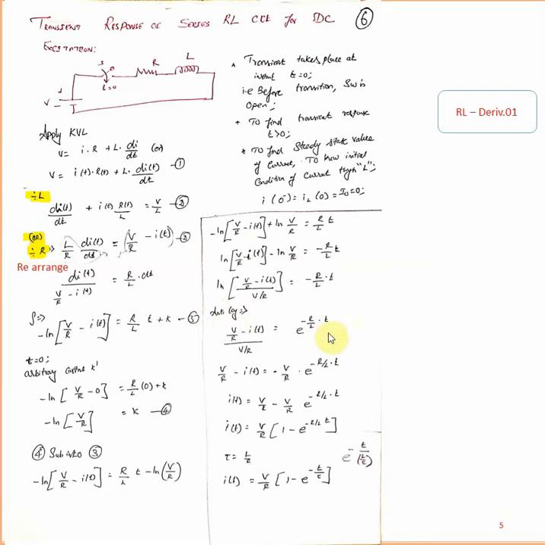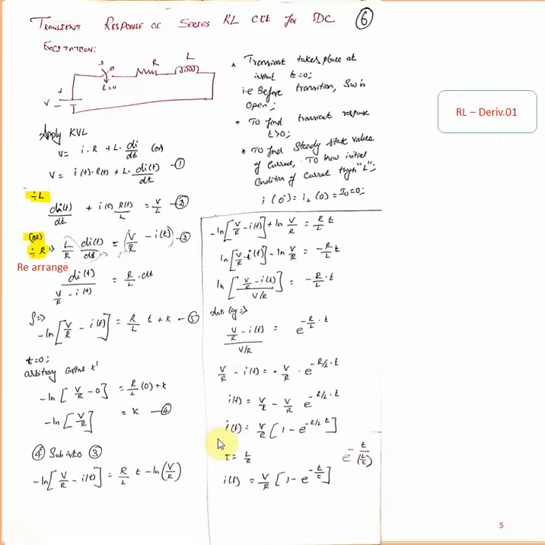From these terms I need only I of t. Then simplify. This V by R you can move first to the opposite side, and after that this term you can change to this side. Minus I of t moves to the opposite side as plus I of t, and this plus term moves to the opposite side as minus. So V by R minus this term is equal to I of t. Which one is common? V by R. Then 1 minus. So this is I of t. I have found I of t.